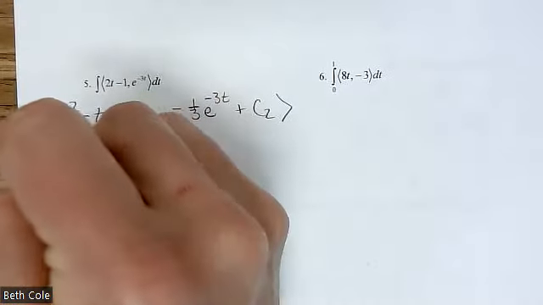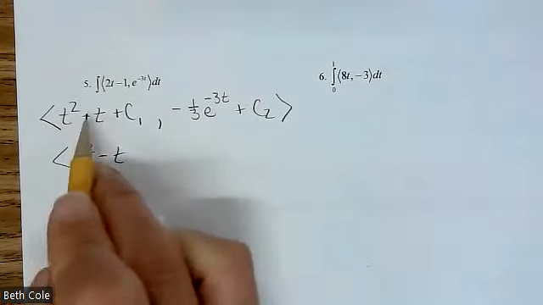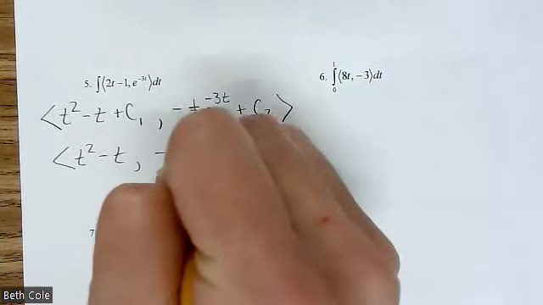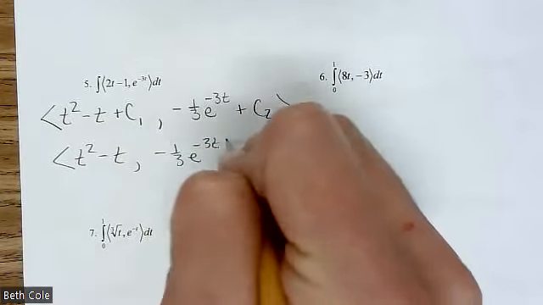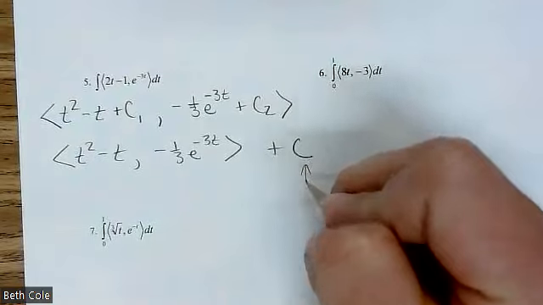Well, now here's how we actually end up writing it, though. Or, I mean, I guess you could leave it that way. But you can take this first part, comma, this second part, and then just put it at the end as one big constant. And that's what's called a constant vector.